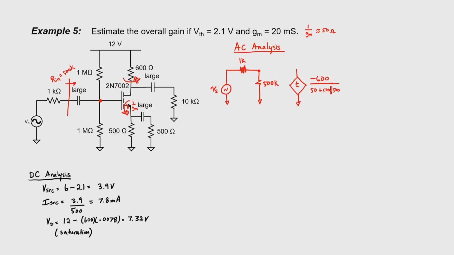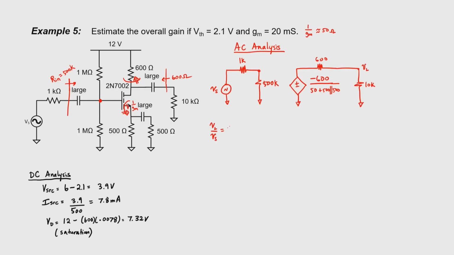If this had been a bipolar transistor, and you have anything other than a single large capacitor bypassing the emitter resistor, you can neglect the internal resistance of the transistor, but you can't always do that with MOSFETs. To complete the analysis here, we have an output impedance of 600 ohms, so let's draw that on our circuit. And finally, we have a load of 10 kilo ohms.